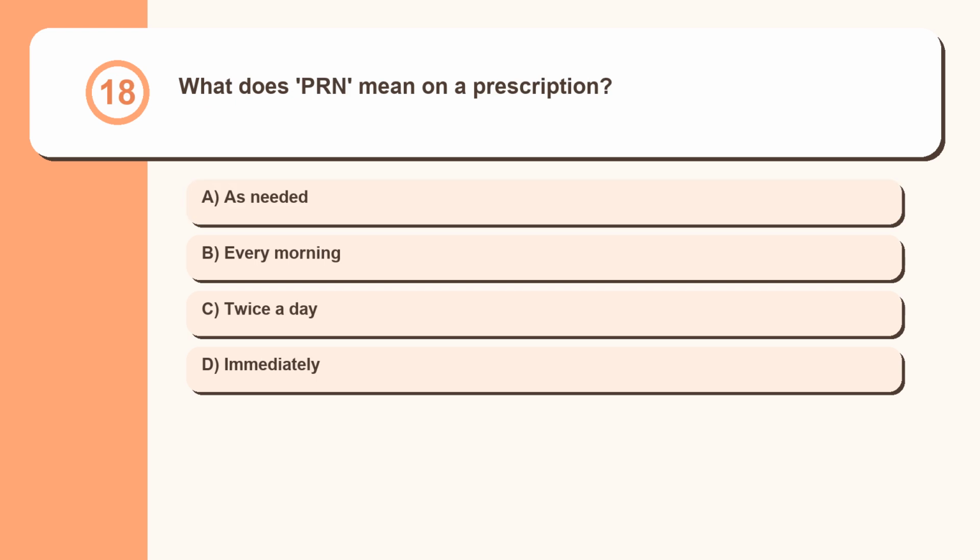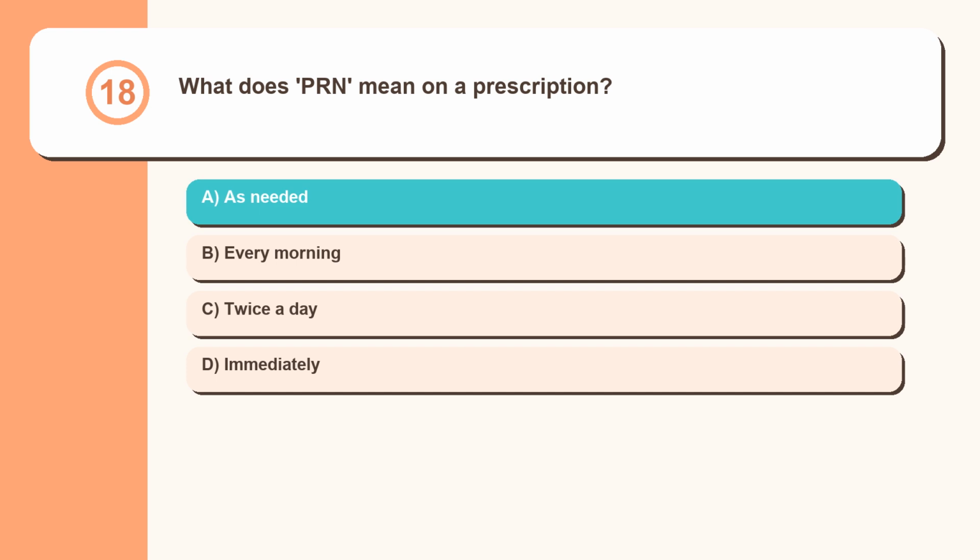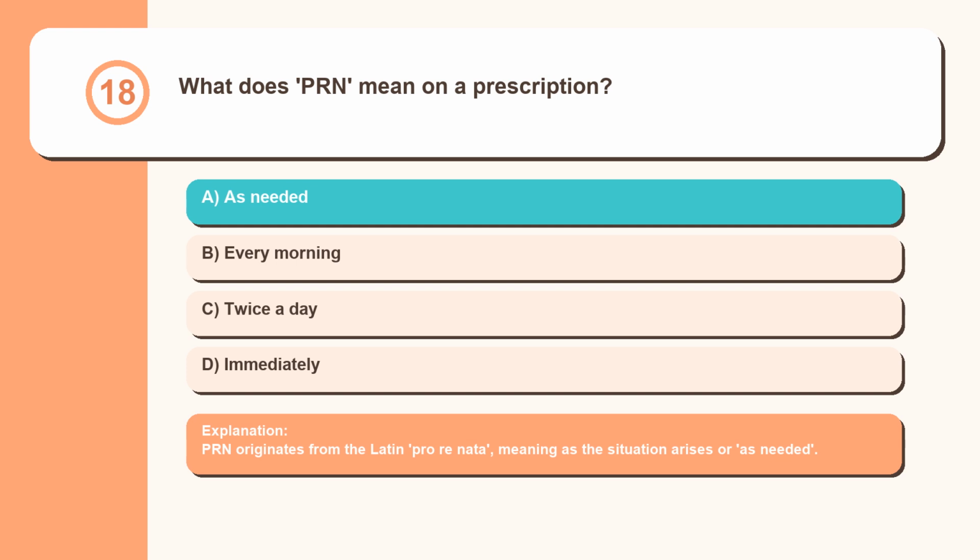Question 18. What does PRN mean on a prescription? As needed, every morning, twice a day, immediately. PRN originates from the Latin pro re nata, meaning as the situation arises or as needed.